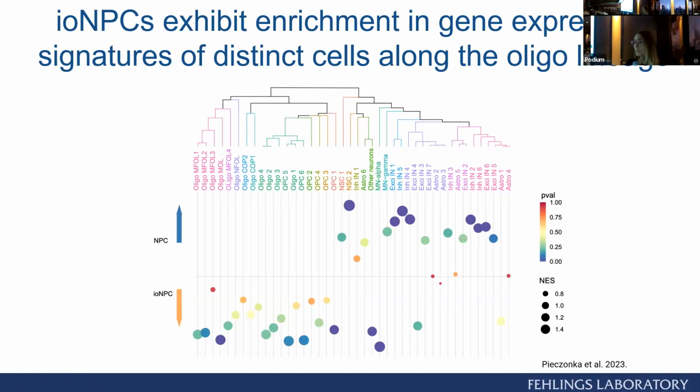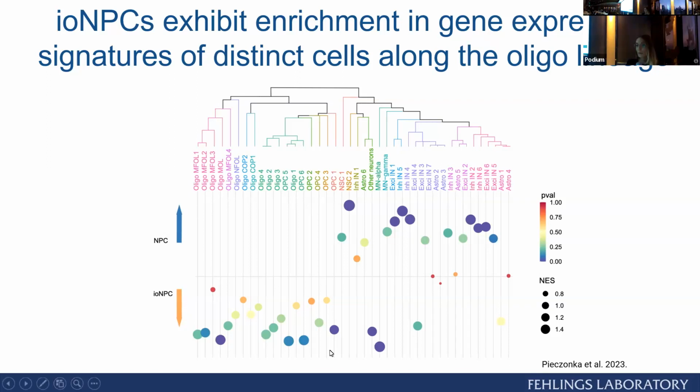Okay, so we next aim to use cell atlases from published single-cell RNA sequencing databases in order to assess whether any certain identity of cells is upregulated or downregulated in our IONPC and our NPC RNA sequencing data.